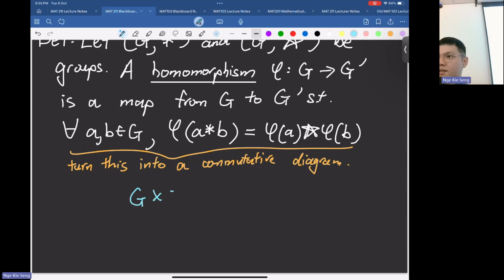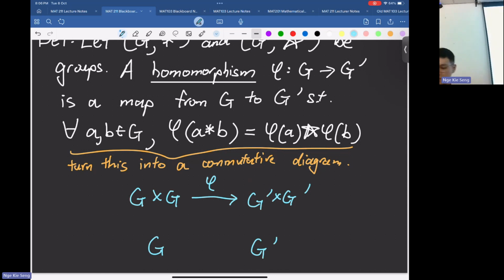So you should consider 4 spaces here: G cross G, G prime cross G prime, and then G and G prime. We're gonna make a square out of this. How do we make the square here? You can map G cross G to G prime cross G prime, and you can map G to G prime using our phi, our homomorphism. And then how do we finish this square? We can put this downward arrow here to denote the product operation.